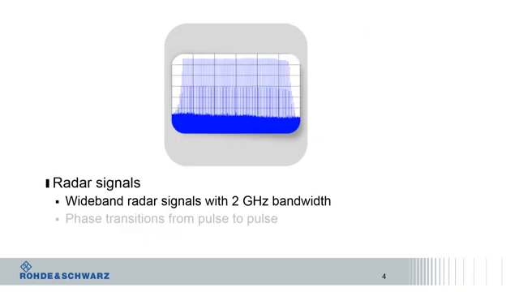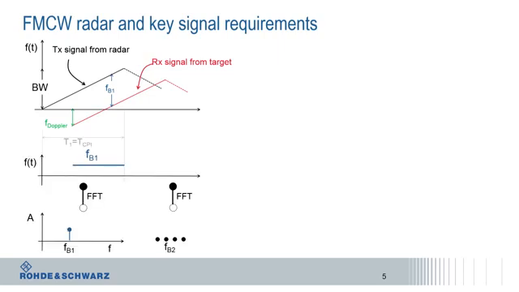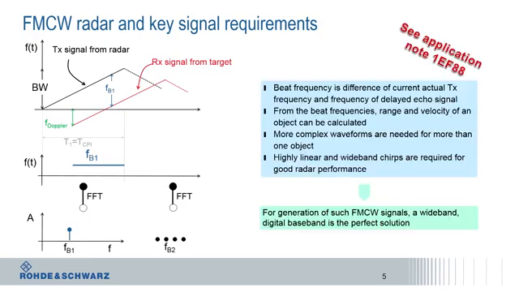So first of all, let's look at the radar signals. First, I would like to look at the FMCW radar and derive its key requirements on the signal generation side. FMCW radars sweep the frequency over a certain bandwidth. If there is an object, there will be a radar return. If the object is moving, there will be a Doppler offset on top. The principle can be seen in the following figure.